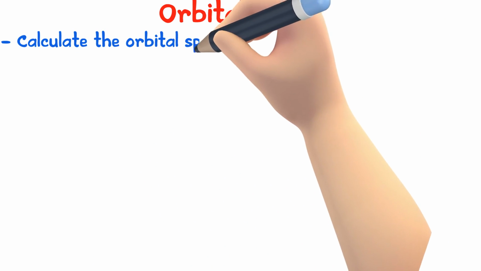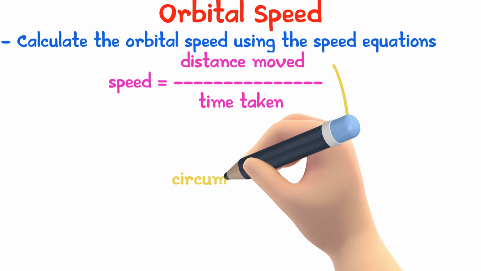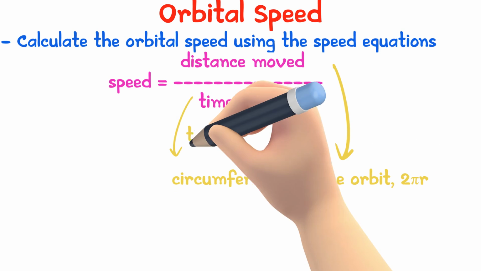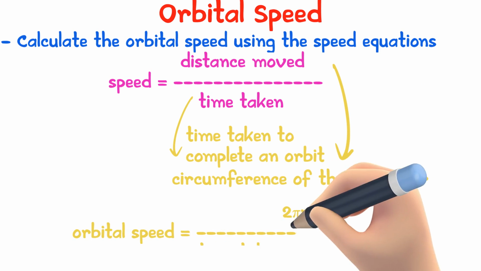Orbital speeds of planets and satellites can be calculated using the speed equation. For distance moved, you must take the circumference of the orbit, so 2πr, and for the time period, it is the time taken to complete one orbit. So orbital speed is 2πr over the time period.